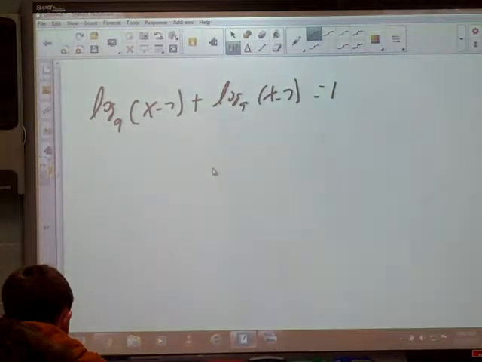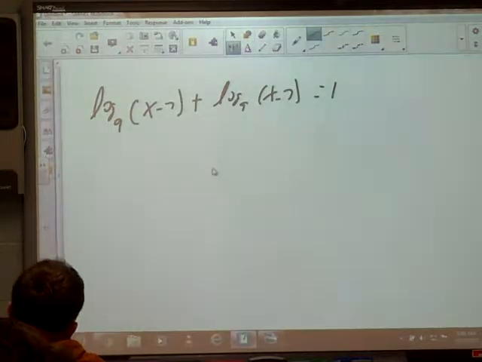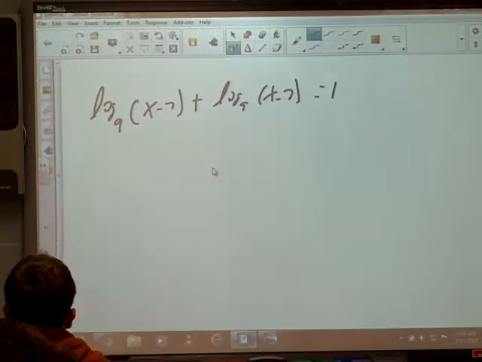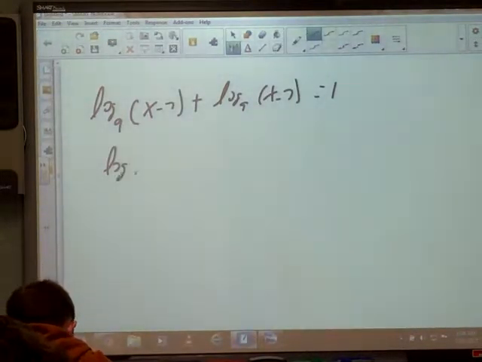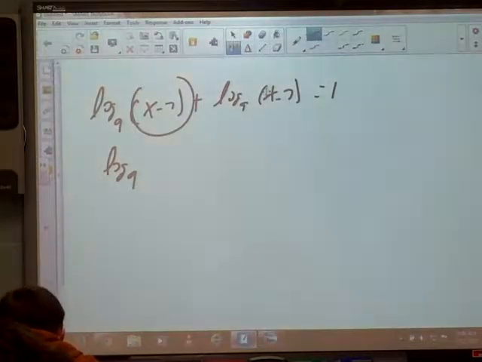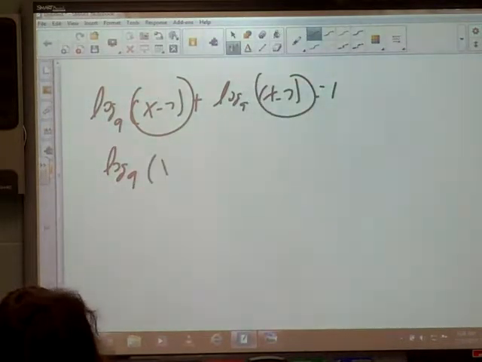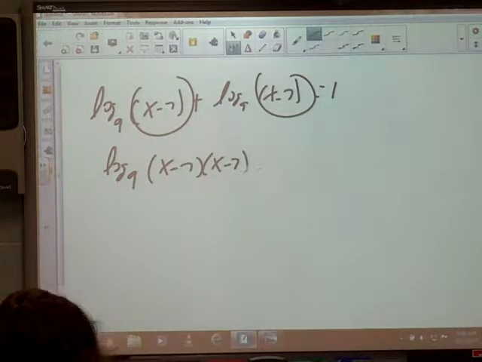So we've got both log base 9, so the log base is the same, and we've got addition. So we know that we can rewrite that using the product property. So I'm going to take log base 9, and then I'm just going to have the product of those. So x minus 7 times x minus 7.